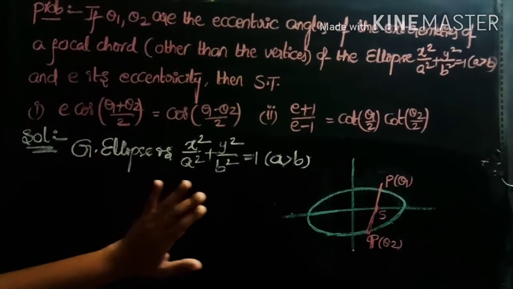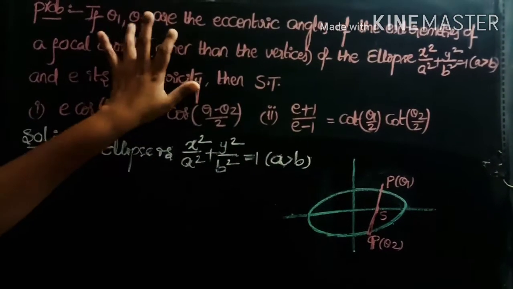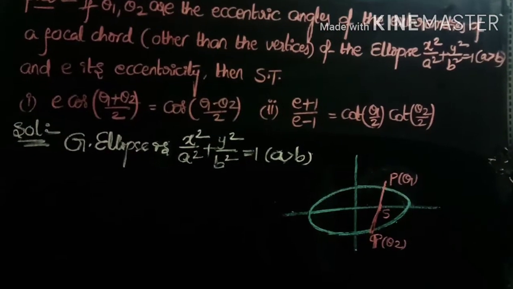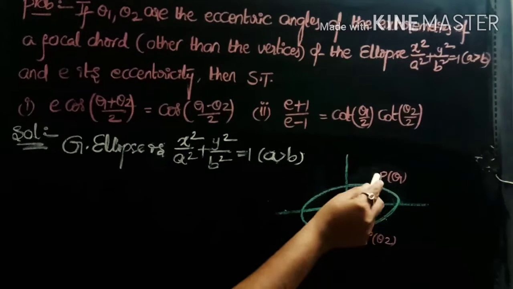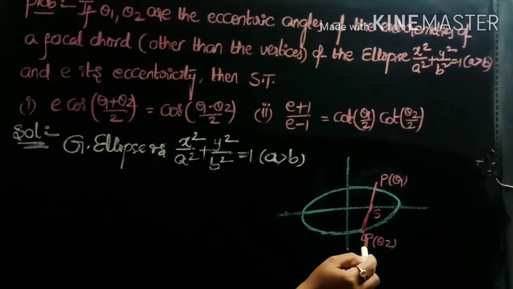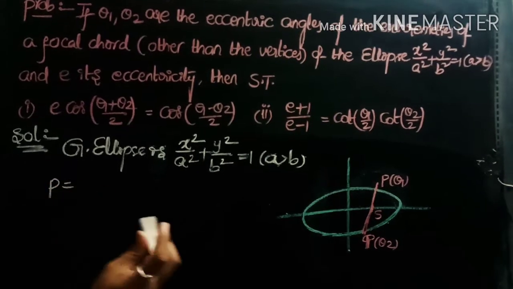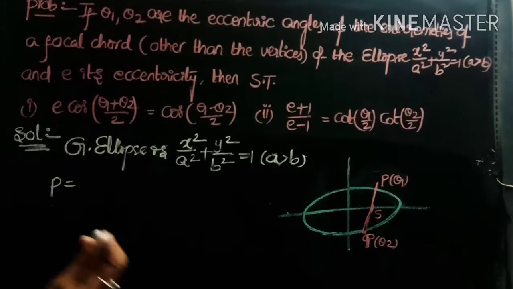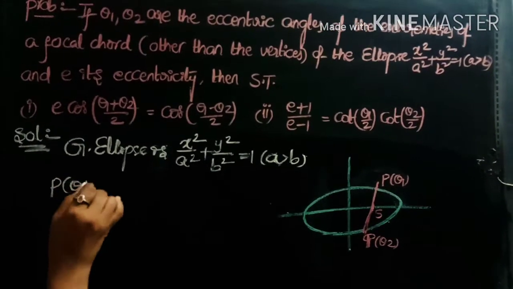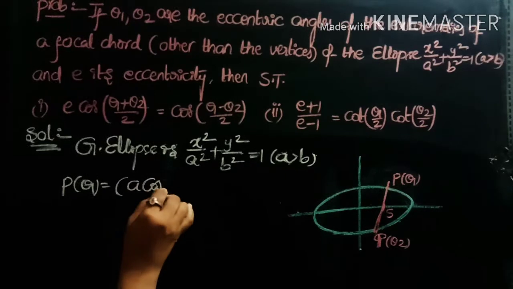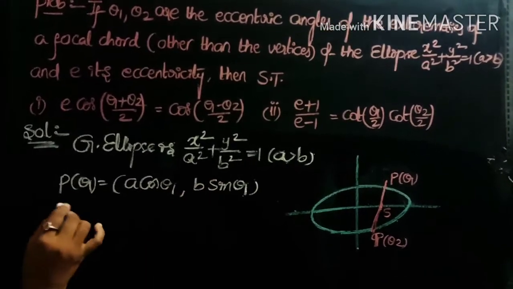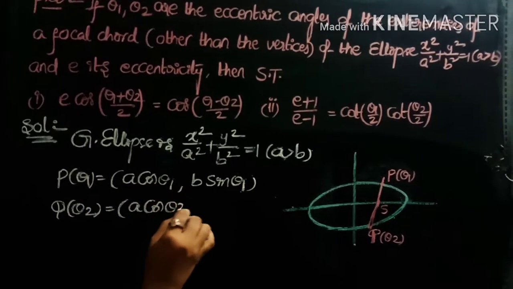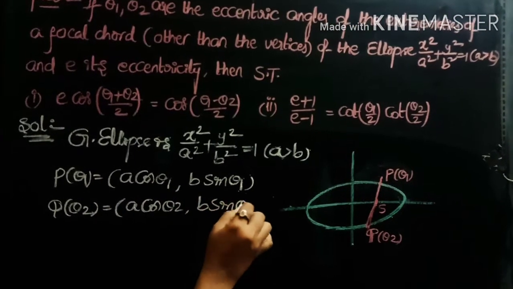So what is the given data? This is the focal chord. Theta 1, theta 2 are the eccentric angles of the extremities of a focal chord. So we are taking the extremities of the focal chord as P comma Q, which are P of theta 1 comma Q of theta 2. Any point on the ellipse is taken as a cos theta comma b sin theta. So the point P of theta 1 is equal to a cos theta 1 comma b sin theta 1, and the point Q of theta 2 is equal to a cos theta 2 comma b sin theta 2. These are the points P, Q.